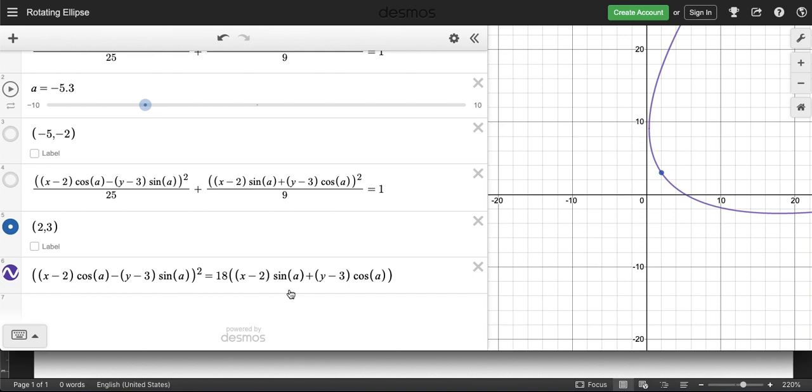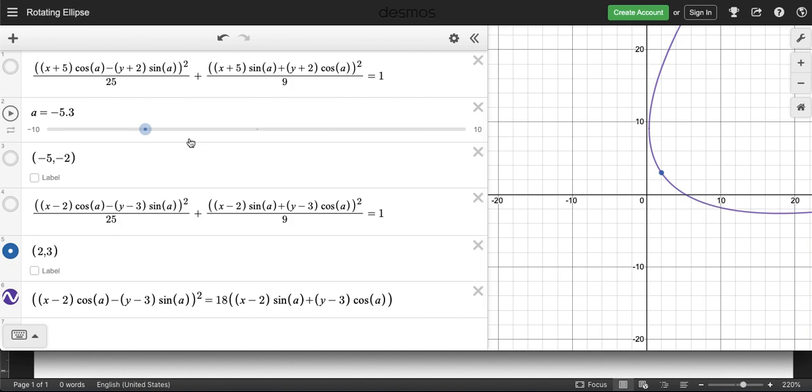So you can play this back and check it out however many times you want, and really pause it and look in here at these equations. But that's how you can rotate.